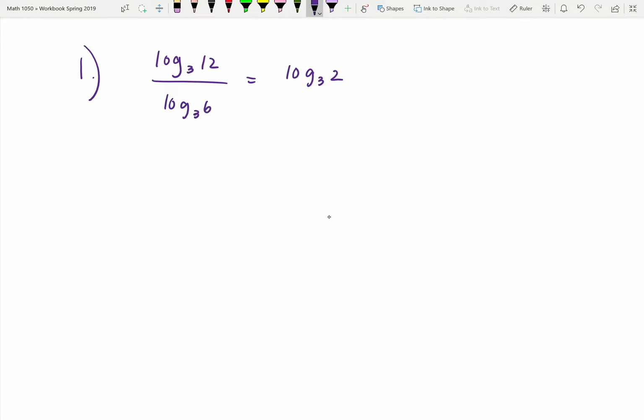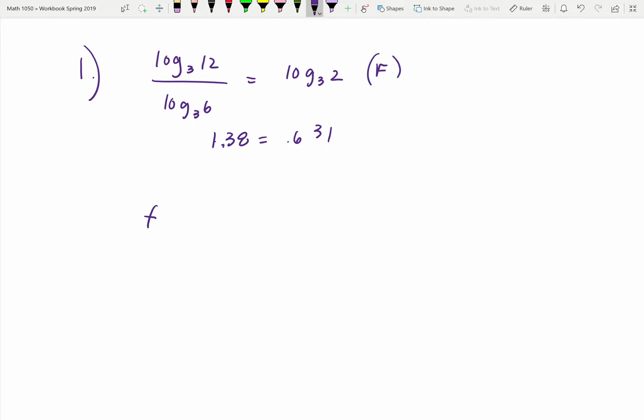Okay, so I'm going to see if the other side is also 1.38. So I'm just going to go log 2, close it off, divided by log 3, close it off, hit enter. I do not get 1.38, I get 0.631, and so that answer is false. That's how I would do that.